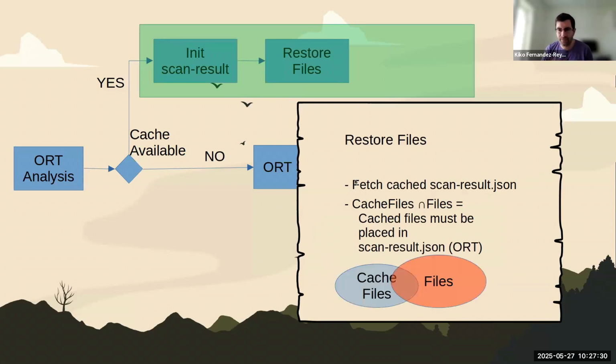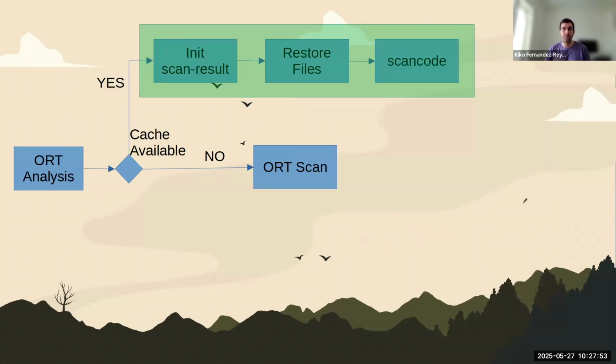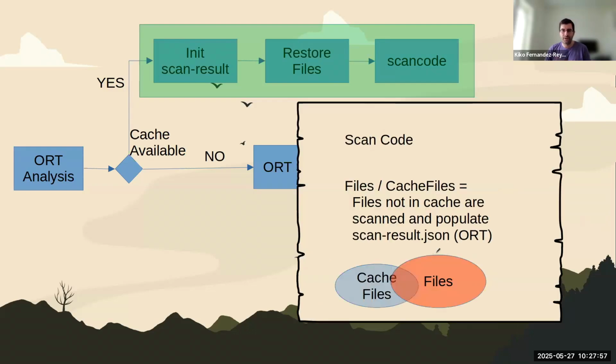What happens then? Let's see if I can go with the pointer. We fetch basically the cache files, and the ones that we want to keep are the ones that have not changed, so these ones over here, because the license is exactly the same. There were no changes. So then we populate the scan result for now with these ones, right? And after that, we need to run ScanCode on everything else that has changed. And that's fine, right? So we fetch all of the files except the ones that we know have not changed at all.